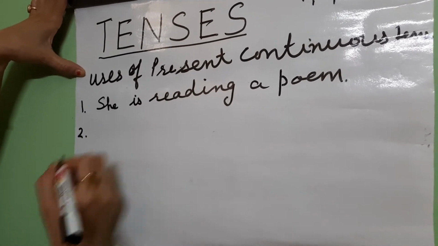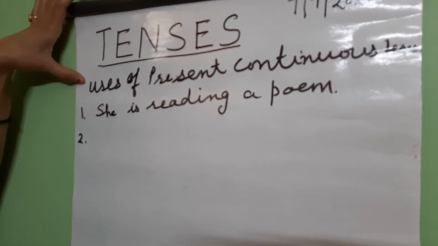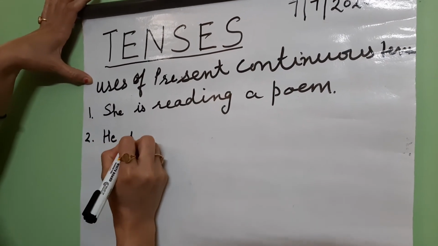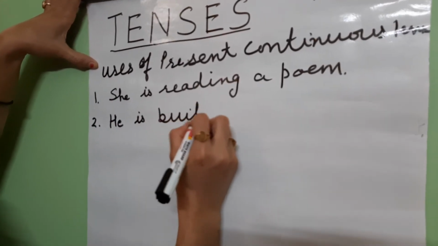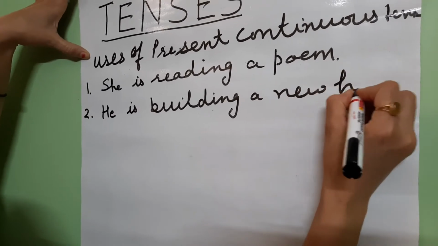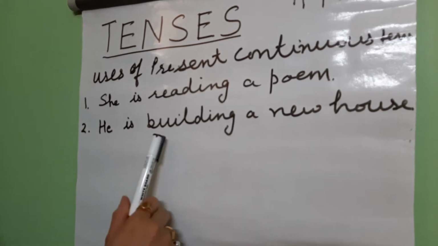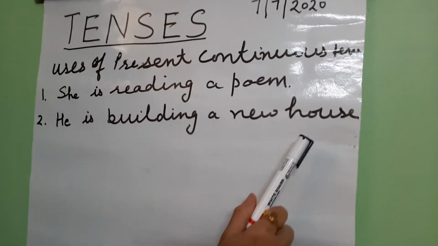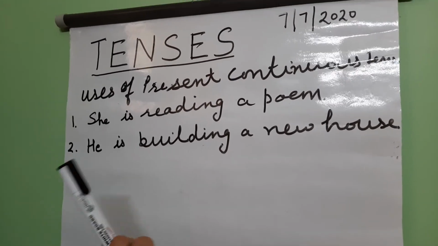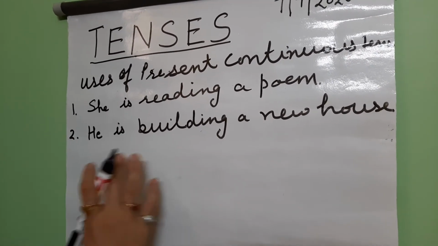Second: when we are speaking about work that is not continuous at that very moment, not in progress right then. He is building a new house. When I am talking to you about his action, he is building a new house. He is not building his new house at this very moment, but in those days, when I am talking to you, he is building a new house.